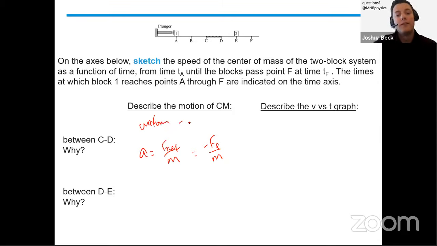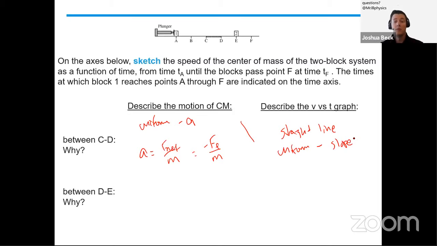So it's a uniform negative acceleration. It's slowing down. So I'm going to draw a graph that goes from a higher velocity down to a lower velocity at a uniform rate. Now, how do I describe this? Well, this is still a straight line with a uniform negative slope to represent the uniform negative acceleration.